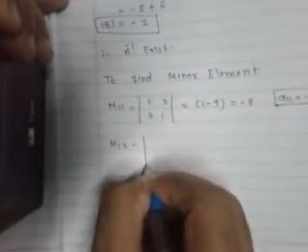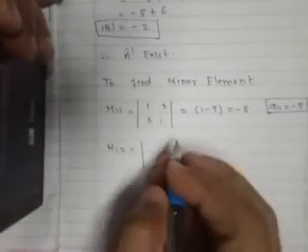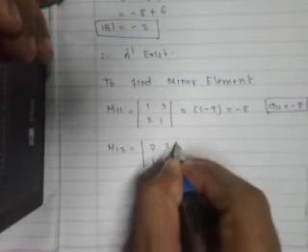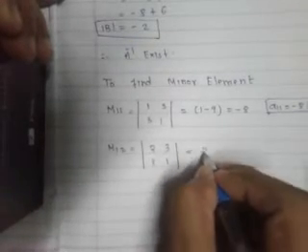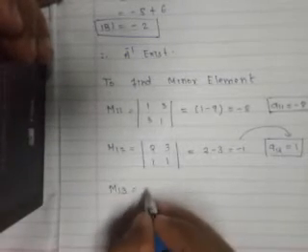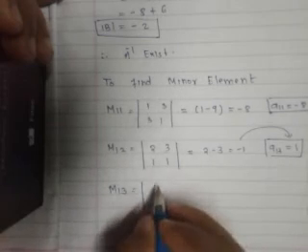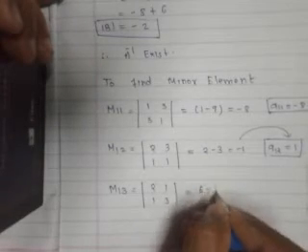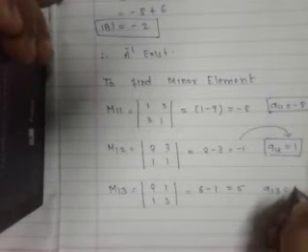Now M12: we cancel the first row and second column, giving 2 1, 3 1. So this becomes 2 minus 3, which is equal to minus 1. This is an odd position, so I will change the sign: the minor is minus 1, so A12 is plus 1. Then M13 is 2 1, 1 3, so 6 minus 1, which is equal to 5. A13 is an even position, so this remains 5.